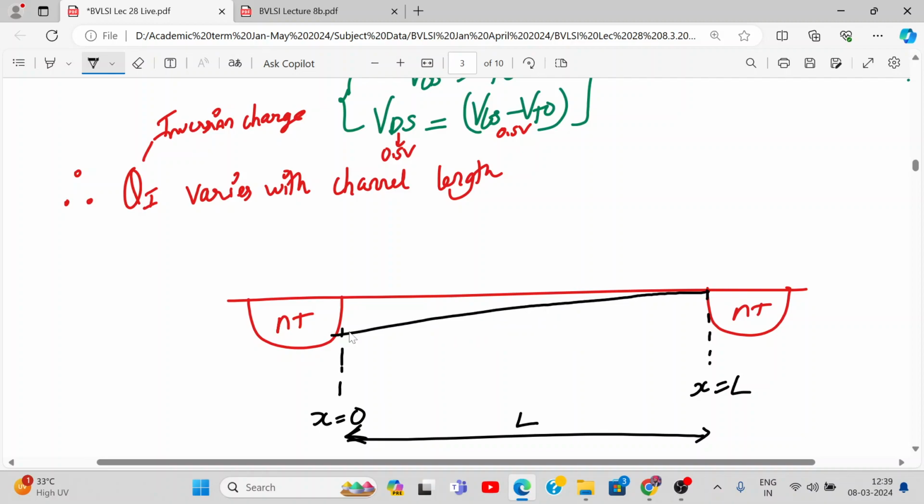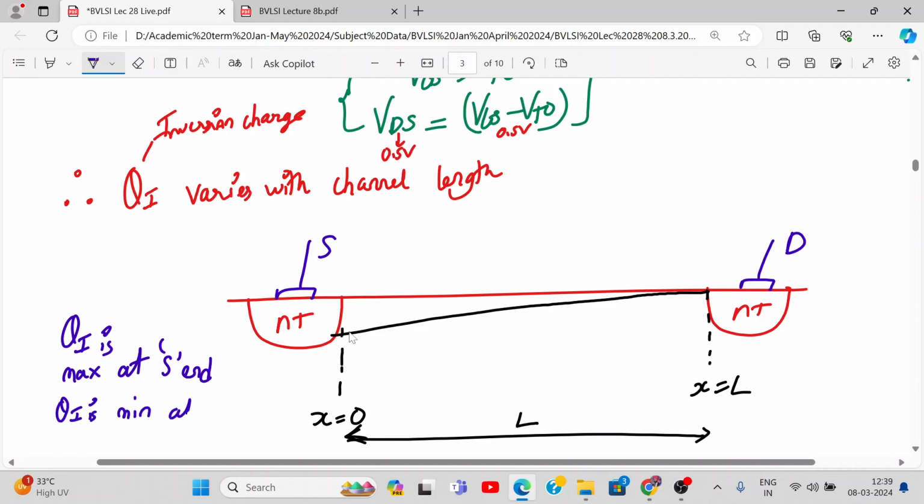Almost. Right? So can I say Qi over here? Qi, it's maximum where? At maximum at source end. Can I say that? Because this is source. And it is minimum at drain end. Yes or no?